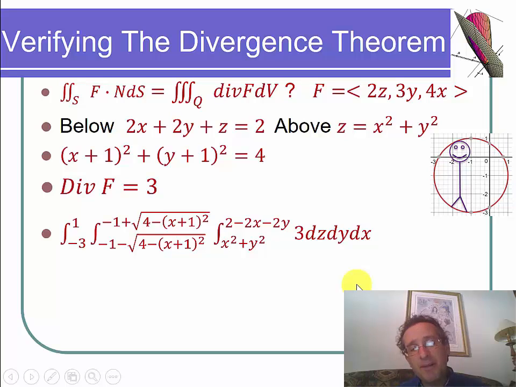This also is a pretty miserable integral. I actually used technology. I used a computer. And what I got was that this triple integral is about equal to 75.4. And that agrees with what we got for the left-hand side. So we have verified the divergence theorem for this example.